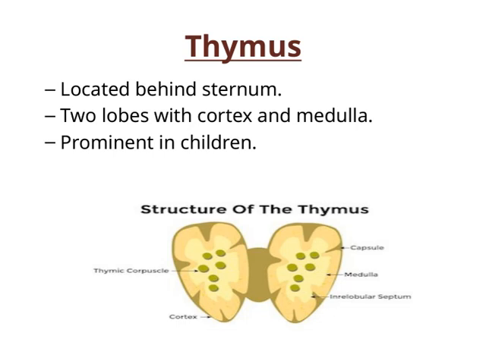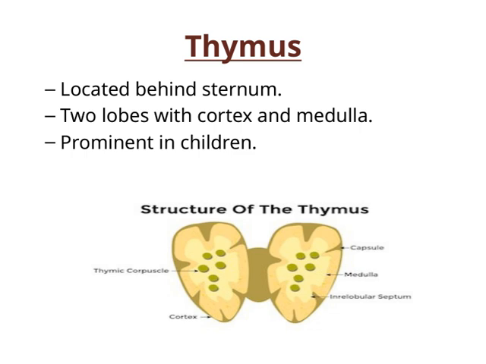The thymus is located right behind the sternum, which is the breastbone in the middle of your chest. It has 2 lobes, and these lobes are made up of 2 main parts, the cortex and the medulla. The cortex is the outer part, and the medulla is the inner part of each lobe.